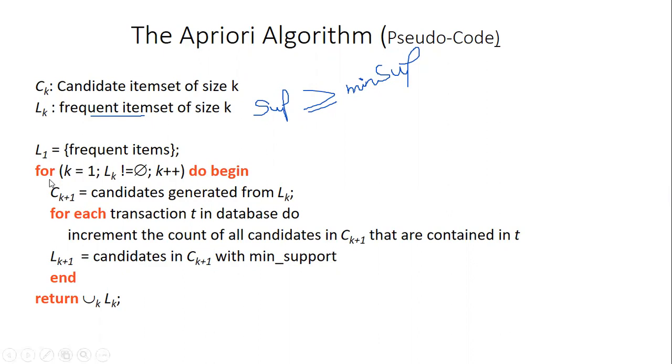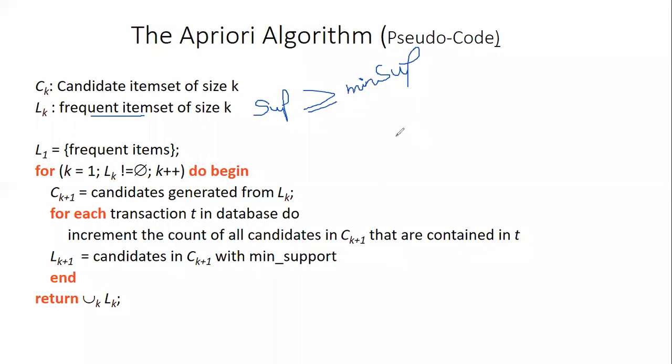So that's why the loop: for k equal to 1, Lk not equal to null. That means no further frequent item. L1 is the last, or it can be L2, or L3 can be the last. L3 means it will have 3-item sets. A 3-item set means it is of this form.